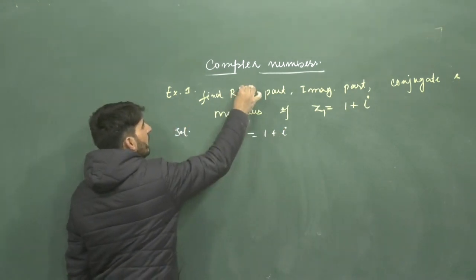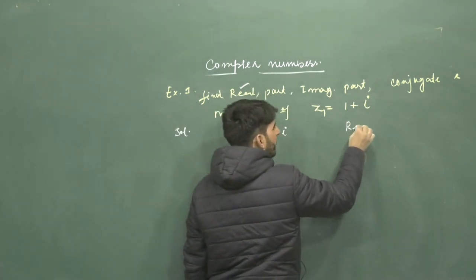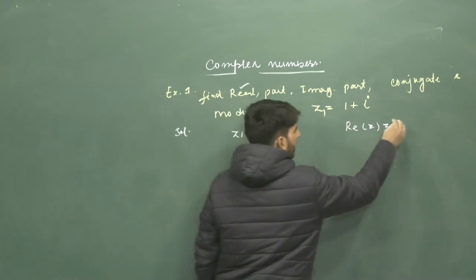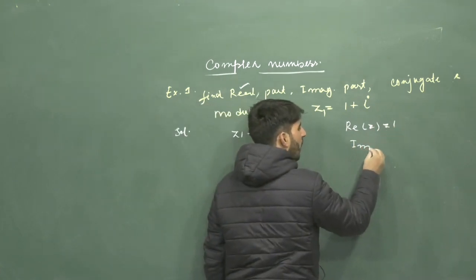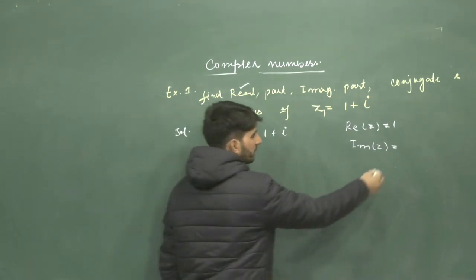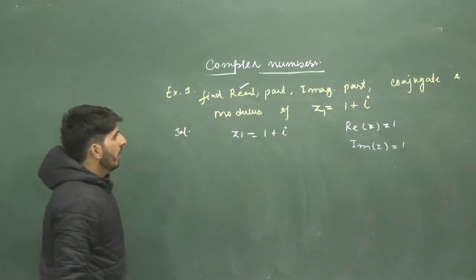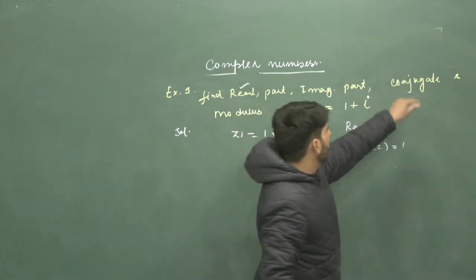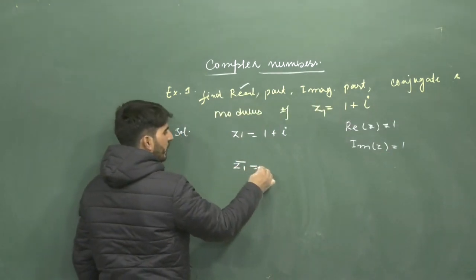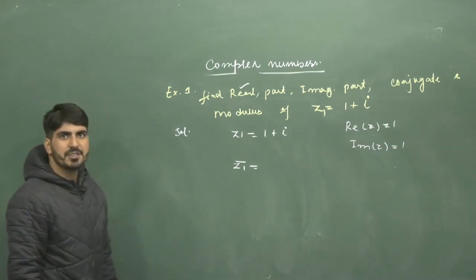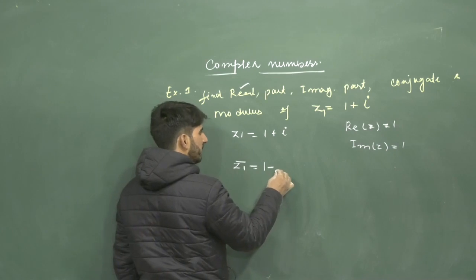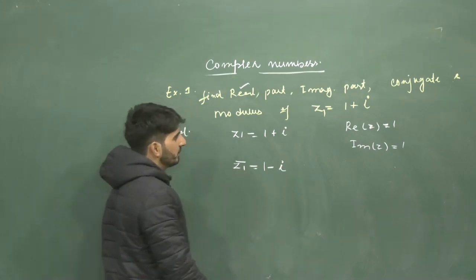We have to find the real part, so we write Re of z. Real part of z is 1. And imaginary part of the complex number is 1. Also we have to find the conjugate of the complex number. So z1 bar, you have to just change the sign of the imaginary part. Here the sign is plus, then z conjugate is 1 minus i.